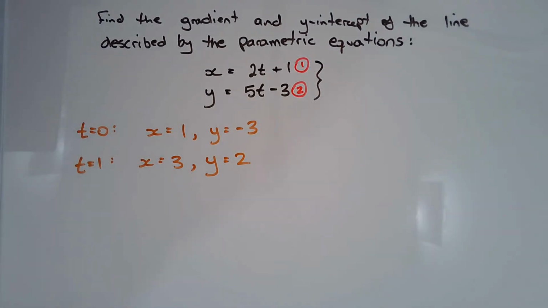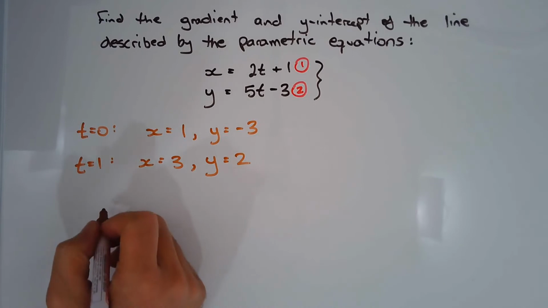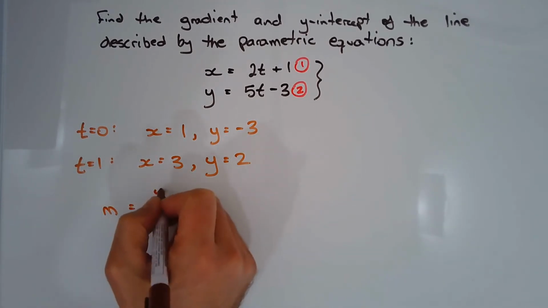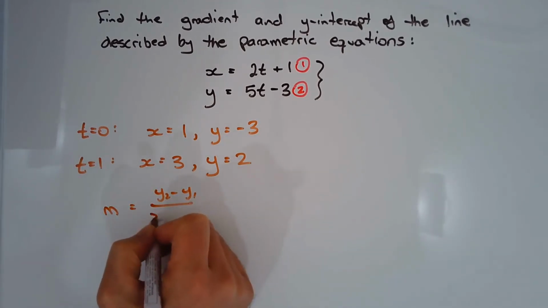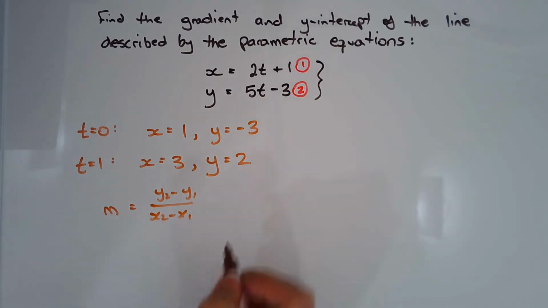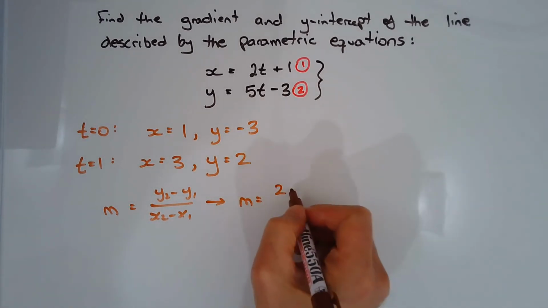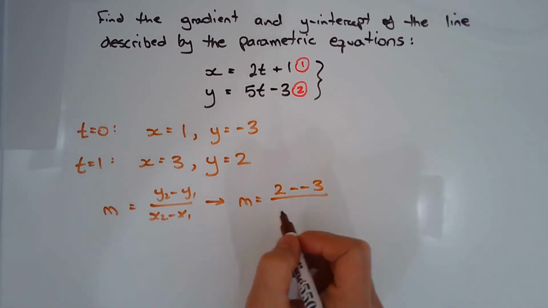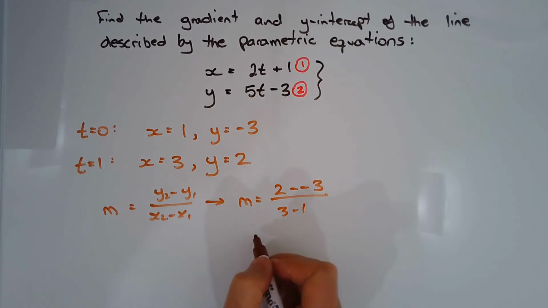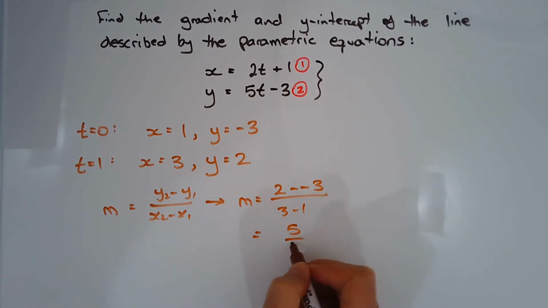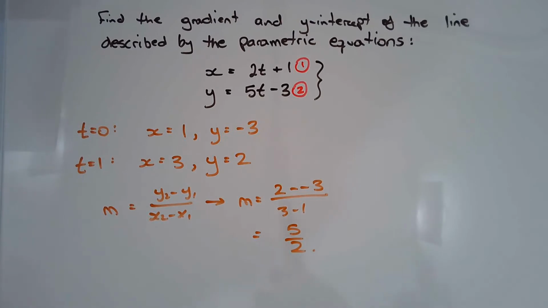So we could use the 2-point formula for gradient, so that's y2 minus y1 over x2 minus x1, and we can find the gradient that way. So m is equal to y2 minus y1 over x2 minus x1. So we've got 2 minus minus 3 over 3 minus 1, and we end up with 5 over 2. And that makes sense, doesn't it, from the set of parametric equations shown.